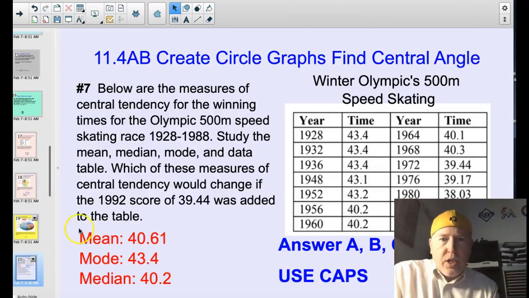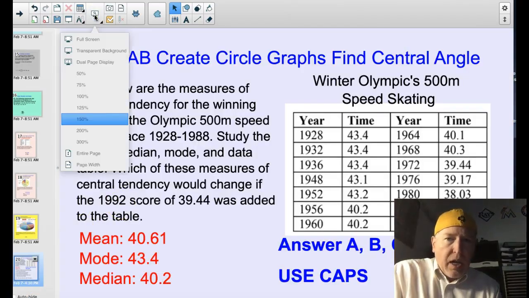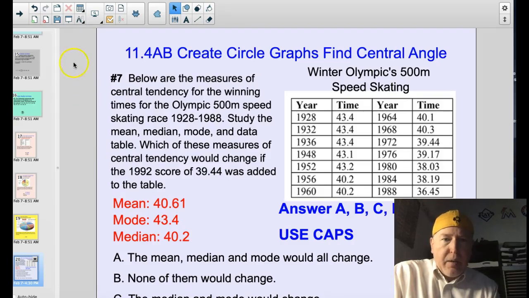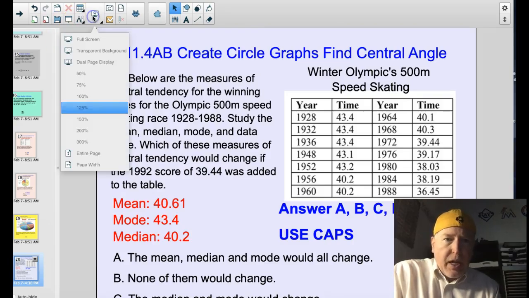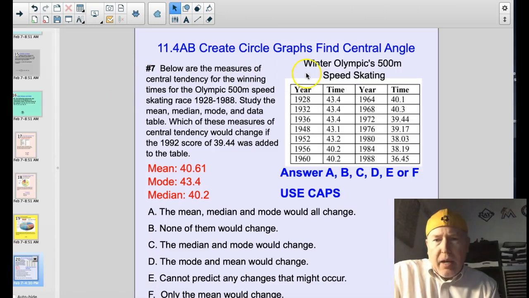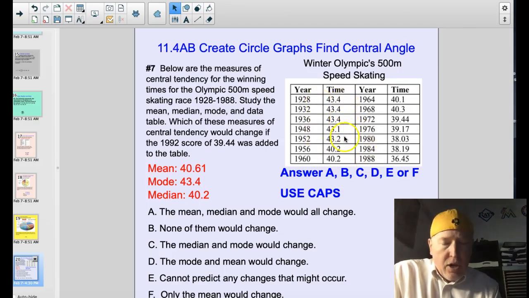All right, the next question. Circle graphs here. Finding the central angle. This is probably the most complicated question in terms of solving it. These are measures of central tendency for the Olympic speed skating. We've got all the data listed here, the times from 1928 to 1988. They are not listed in order from greatest to smallest. They're listed by year. So you'll notice some of the slowest times were here, some of the fastest times were here, and in the middle it's kind of mixed up.